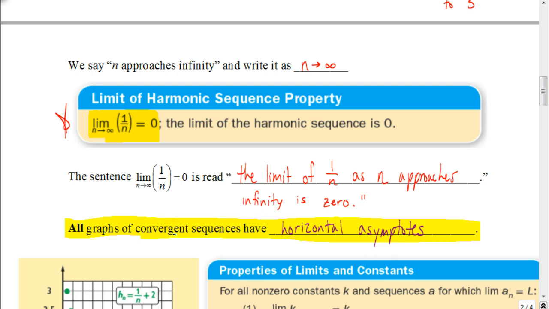Now all graphs of convergent sequences have horizontal asymptotes, and that's important because if you're ever not sure what the limit would be, you can always graph it out. If it has a limit, it's going to have a horizontal asymptote, and whatever that horizontal asymptote is, is your limit.